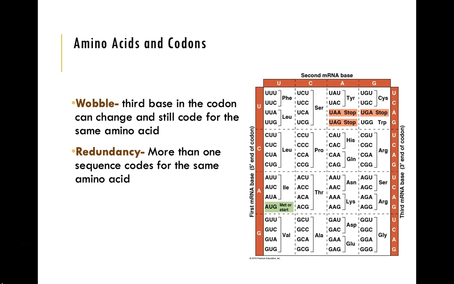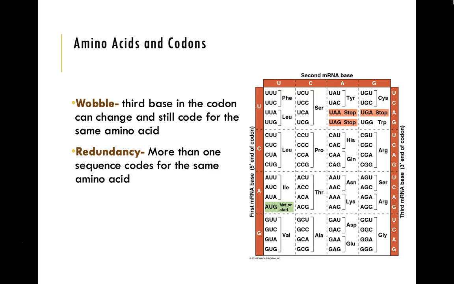Two more important characteristics of the genetic code are something called wobble and something called redundancy. Let's take a look. We'll start at U, go over to C. If you look here, these four nucleotide sequences all code for one amino acid. That amino acid happens to be serine. And if you look, they all start with UC.